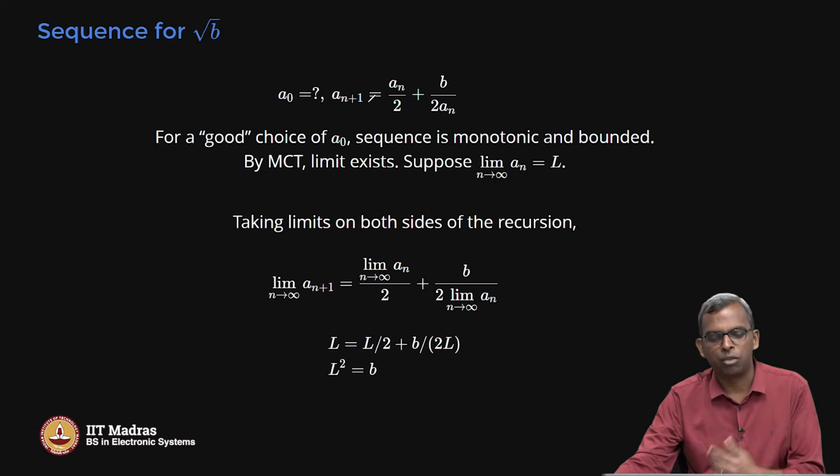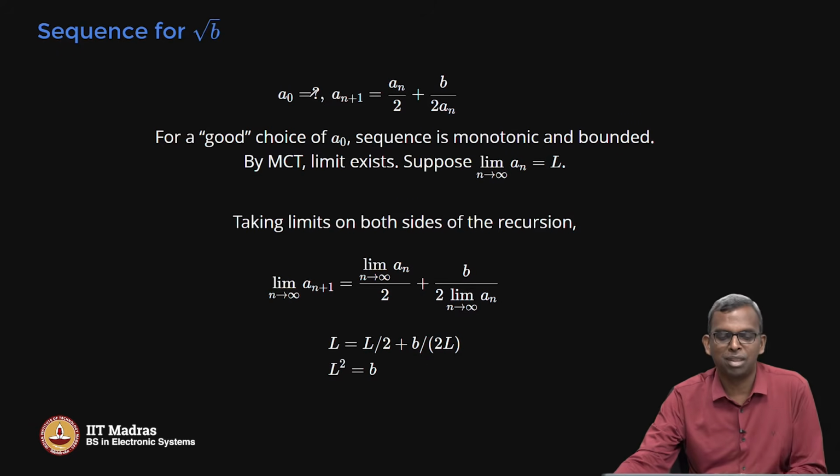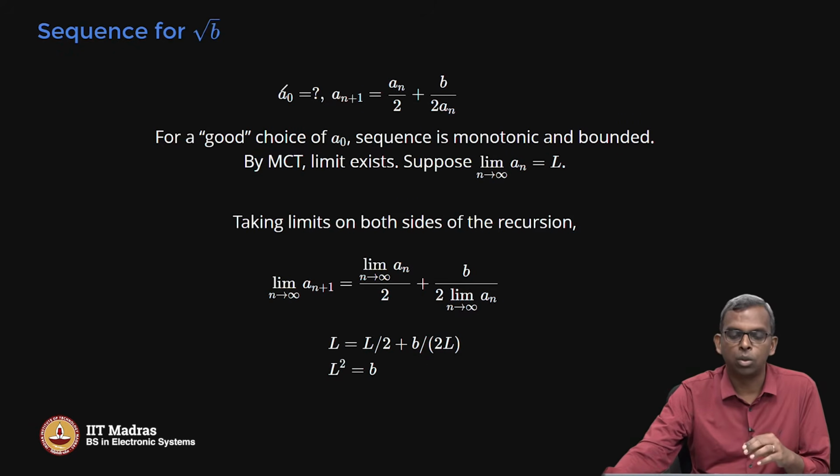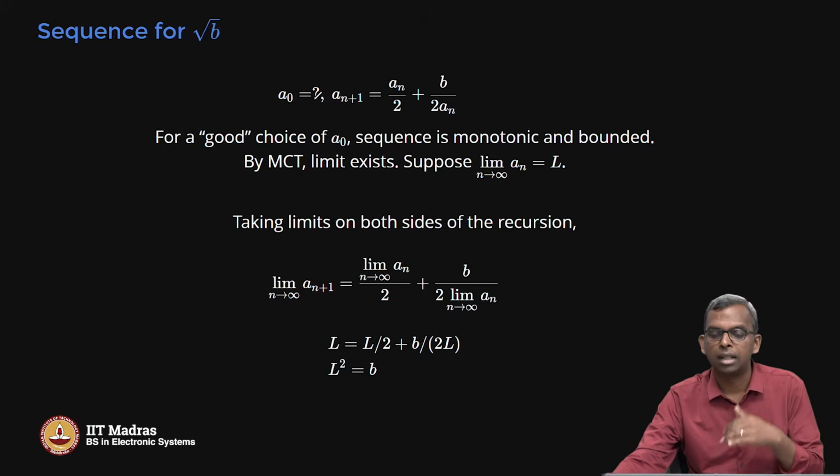But for now, take it from me that this is a sequence. a_{n+1} = a_n/2 + b/(2a_n). And this sequence, if you start it off correctly, maybe at this point in the course I can't tell you how to start it off correctly. There are several good choices. You can pick any choice and try the graph, and for many choices, it will be monotonic and bounded.